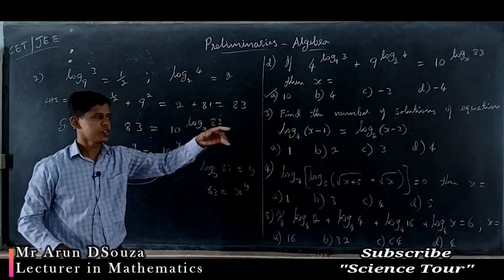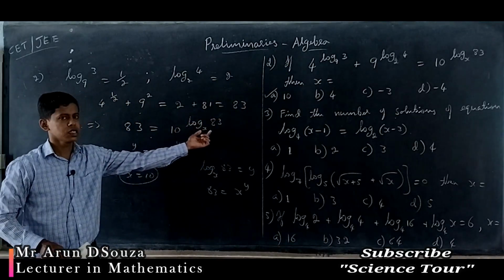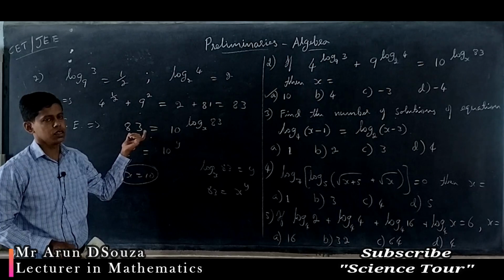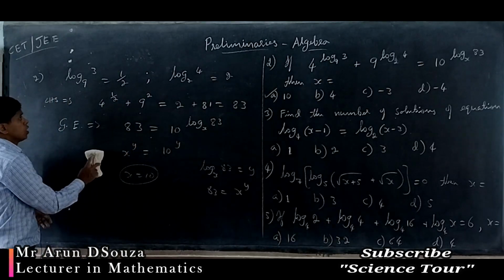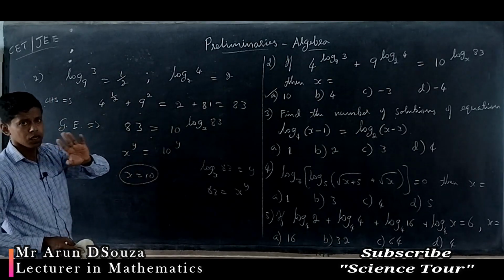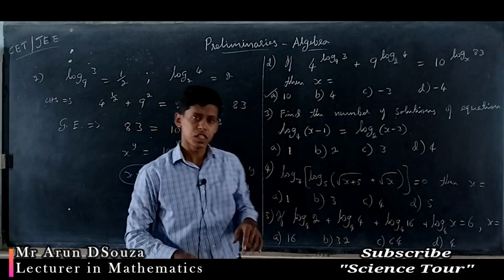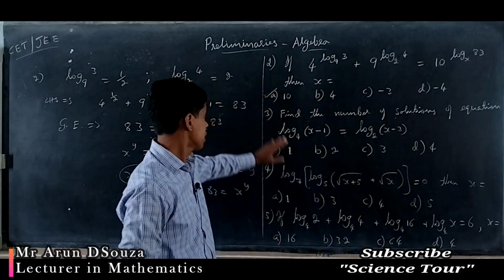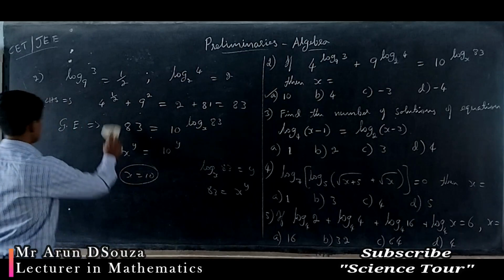Otherwise you can go through the options, put an appropriate value for x and check where you get 83. That way is also fine. Well, that completes the second question. You have got the answer, first option, that is 10. Now let's move on to question number 3 quickly.